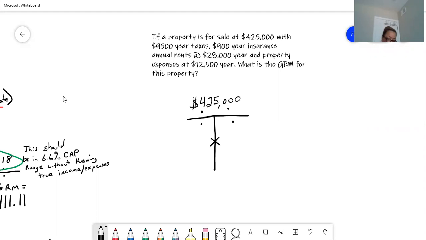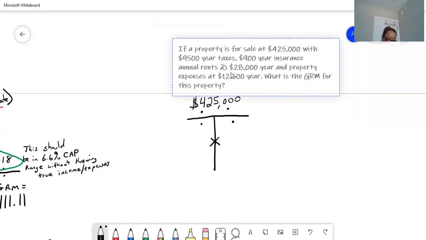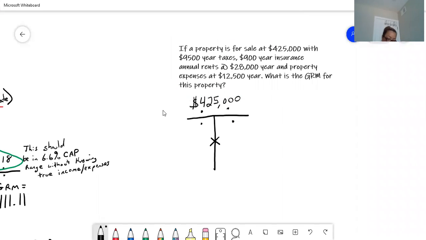This question gets a little tricky, because I gave you a lot of information that you don't need to know. In order to figure out the GRM, what goes on the bottom? The gross monthly rent, right? And we only have the annual, so we have to divide by 12.